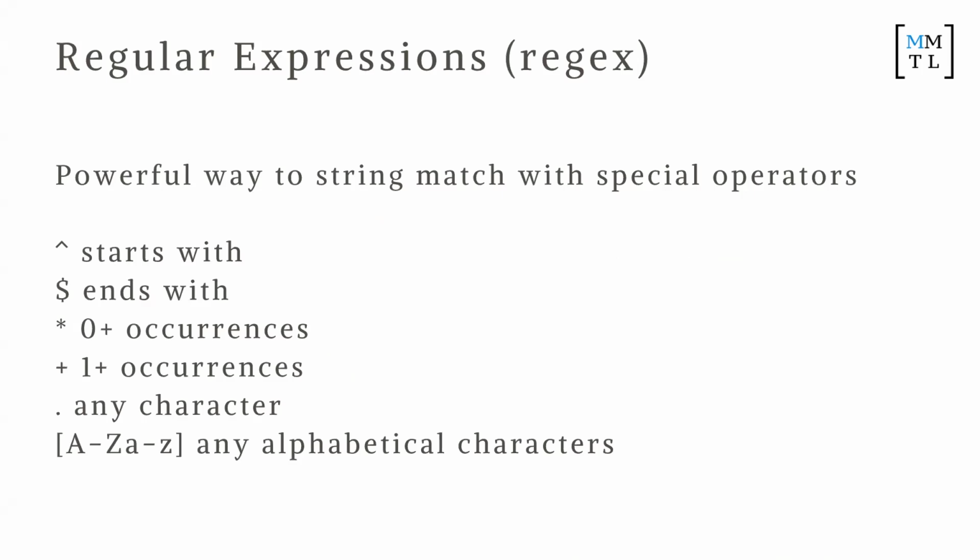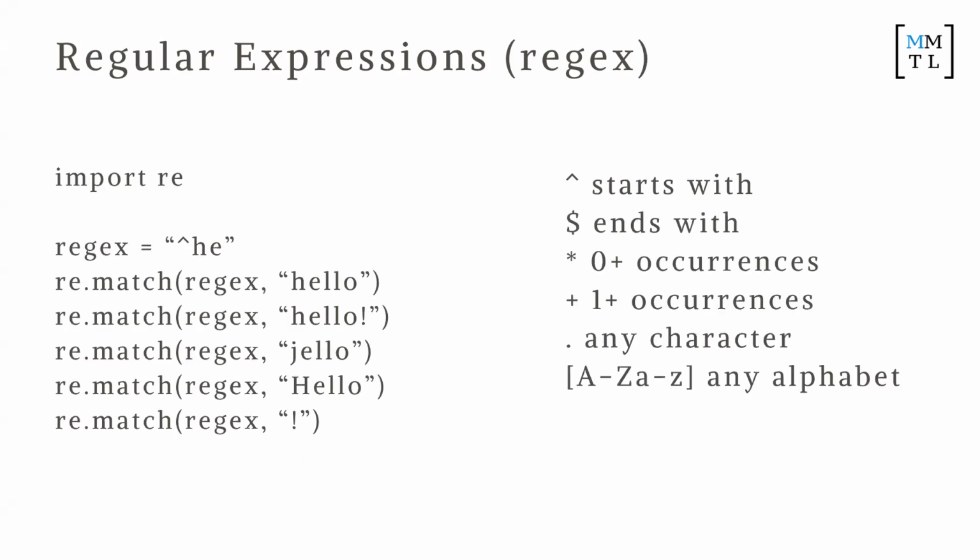So there is this very powerful way to search in Python and in other languages as well called regular expressions, which is you basically flexibly string match using special operators. For example, the caret means starts with, the $ means ends with, and we'll go through some examples. The star or asterisk means 0 or more occurrences of something. The plus means 1 or more occurrences of something. A dot means any character. And the square bracket A to Z means any character within this set, for example, an uppercase or lowercase letter. So let's go through some examples here.